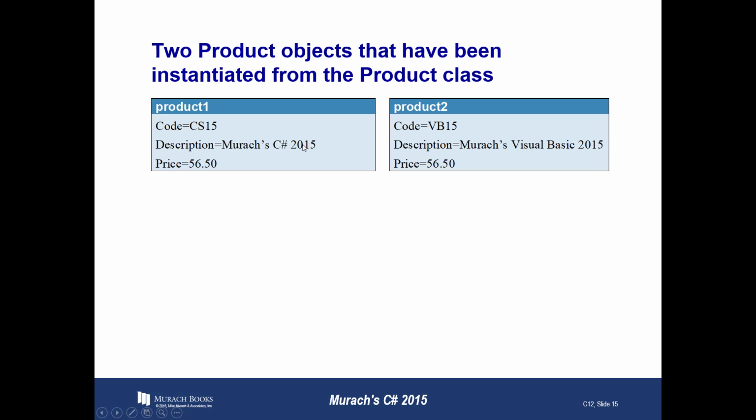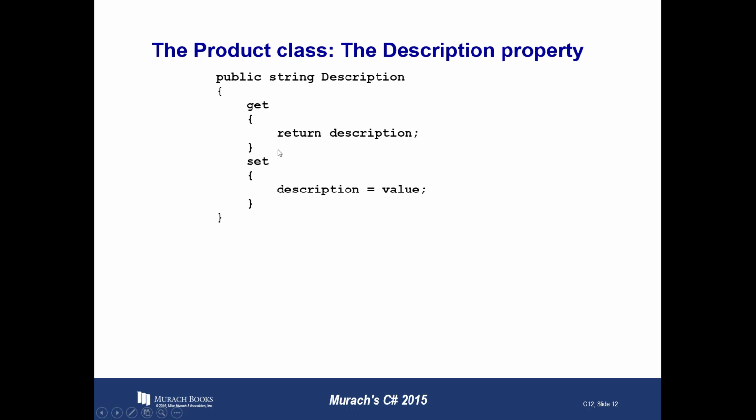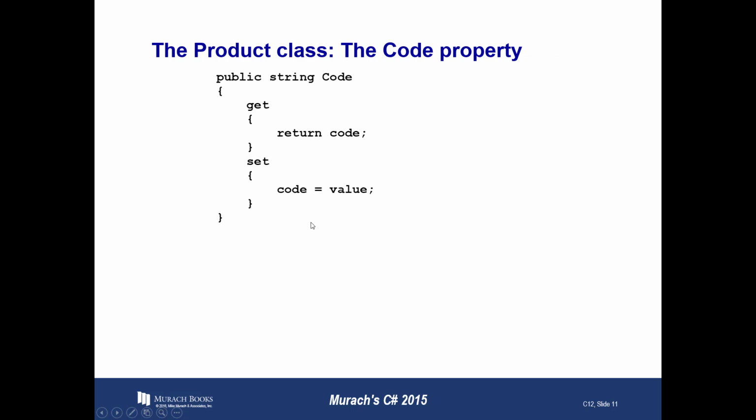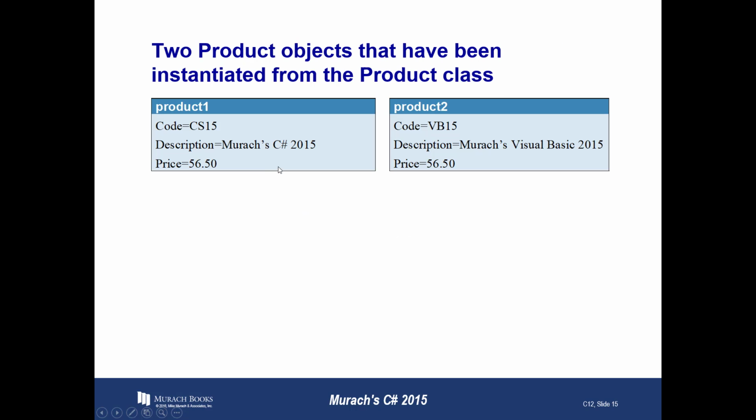So here's a couple products that they've created. Notice in both cases they're using this constructor right here. How do I know that? Because they're passing in 3 values: the code, the description, and the price.